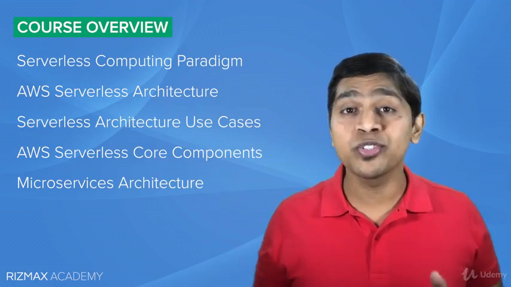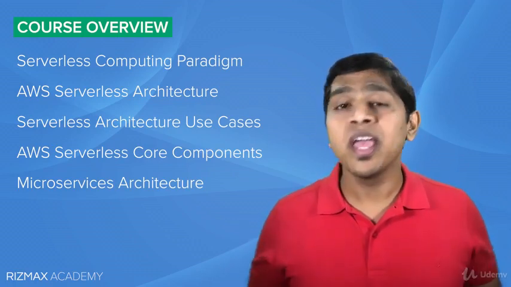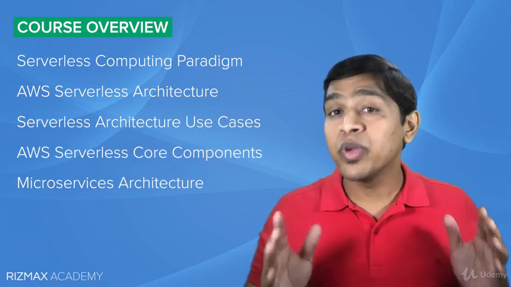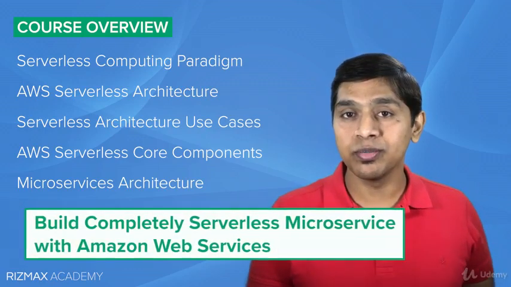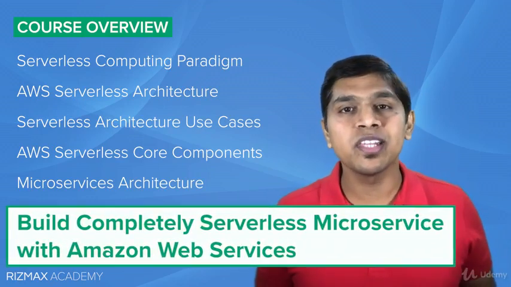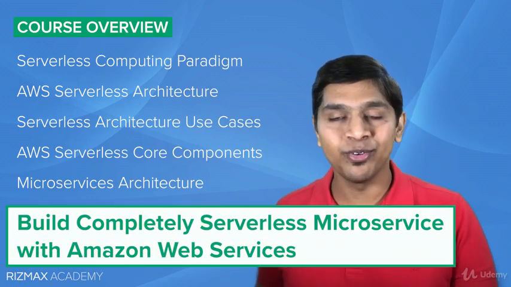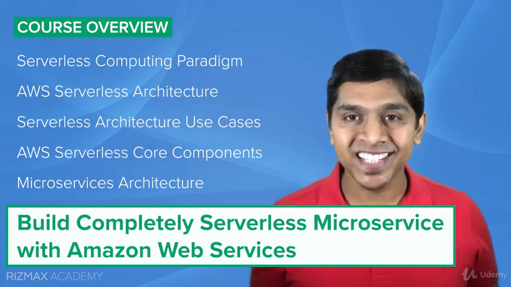As part of our hands-on exercise, we'll create a DynamoDB table and then create our very own microservice to query this DynamoDB table. We'll create the microservice using AWS Lambda and API Gateway. So if you're ready, let's get started.